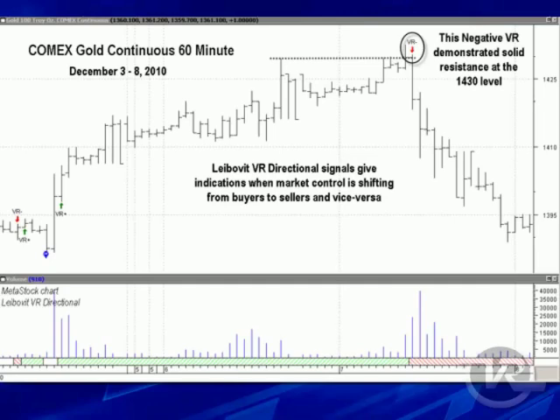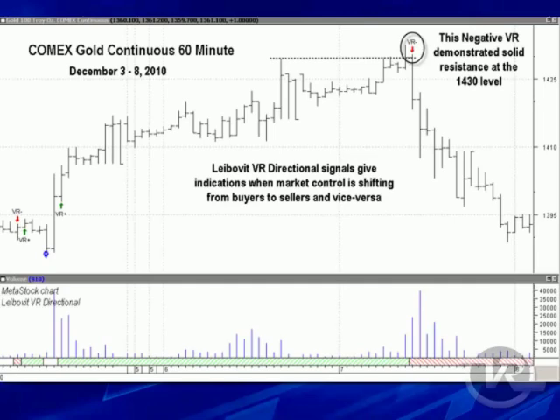In this particular chart, we're looking at the December 3rd through December 8, 2010 time frame, and you can see that little negative VR at the far left of the screen was immediately reversed with a positive for a day or two. That positive was stopped out, and then a VR comes in and carries you for a couple days, all the way till the negative VR on the right side of the screen. That negative VR, by the way, demonstrated solid resistance at that 14 level in gold, which held the highs in late 2010. The Leibovit VR directional signals basically give indications when market control is shifting from buyers to sellers and vice versa.